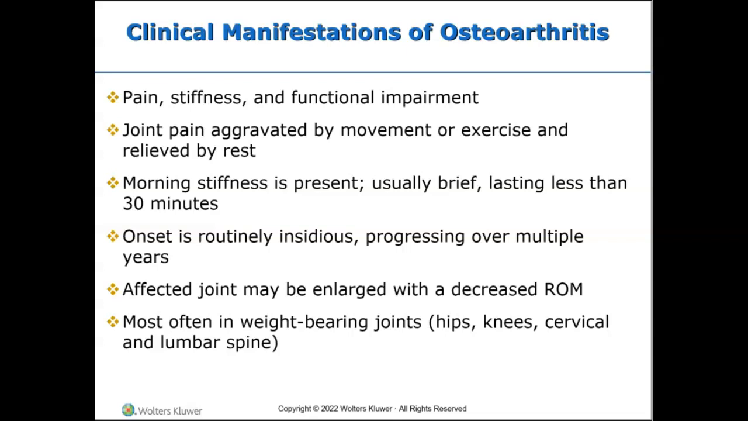Onset is routinely insidious, progressing over multiple years. The affected joint may be enlarged, with decreased range of motion. Most often it's in the weight-bearing joints, like your hips or knees, or even your spine, right? Your cervical and lumbar spine, we see quite frequently.